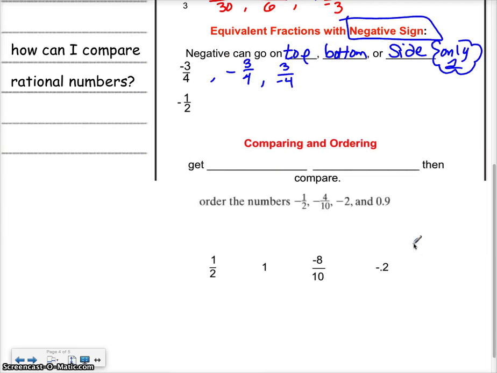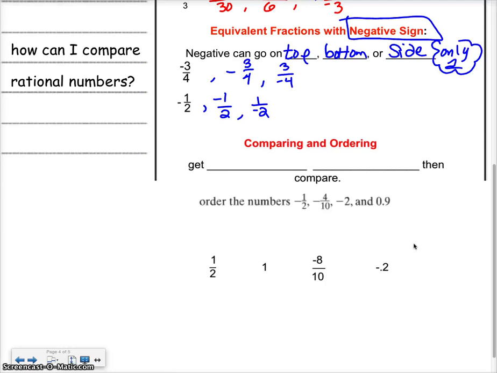All right, now I have negative 1/2. Negative 1/2, the negative's on the left-hand side. I can also put the negative on the top, negative 1 over 2. And I can put it on the bottom, 1 over negative 2. Those are all equivalent statements. They mean the exact same thing. So that's part A here, is that you can develop equivalent statements, okay?